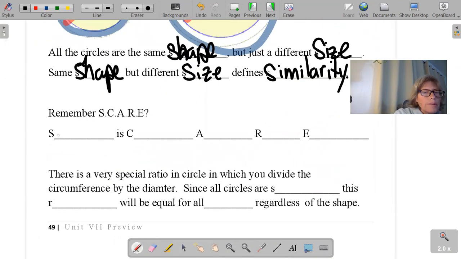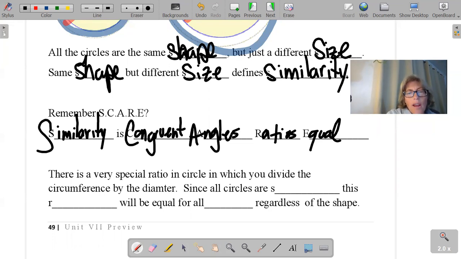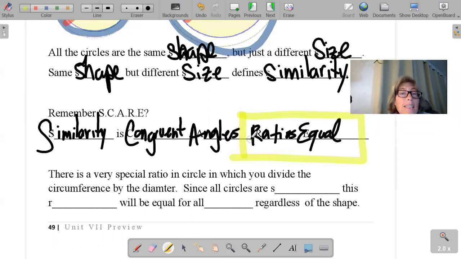Remember, similarity is congruent angles and ratios, which are equal. Congruent angles, ratios, equal. Those are the qualities of similarity. I'd like you to box ratios equal. Since all circles have equal ratios, there's a very particular ratio that we're looking at today.